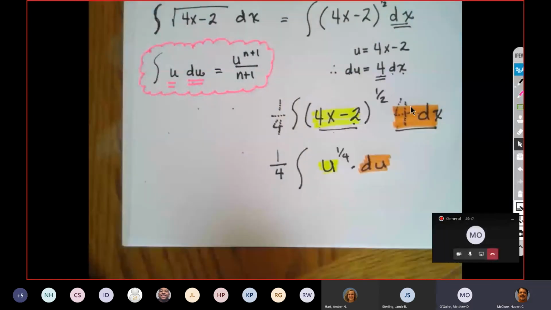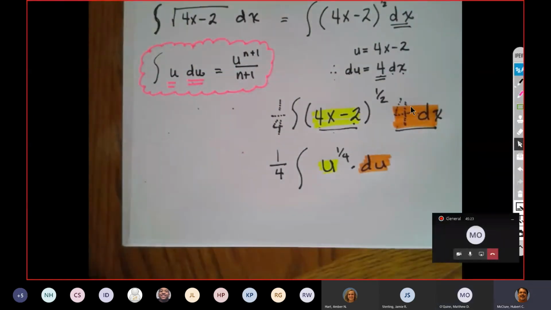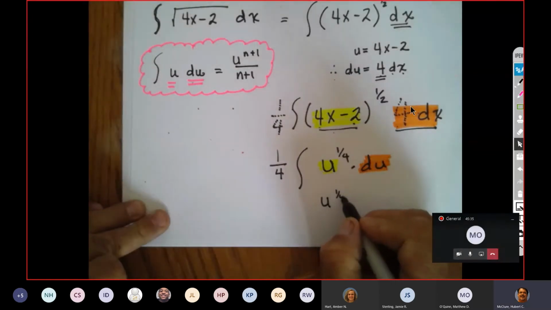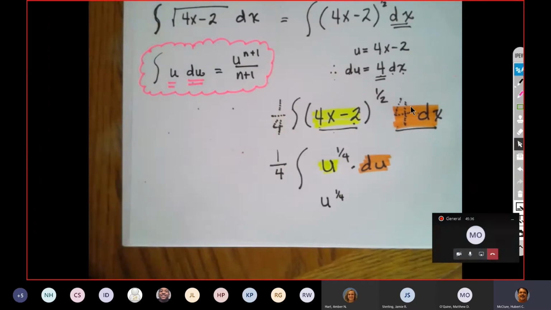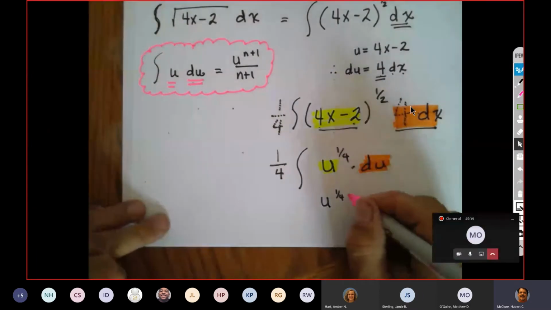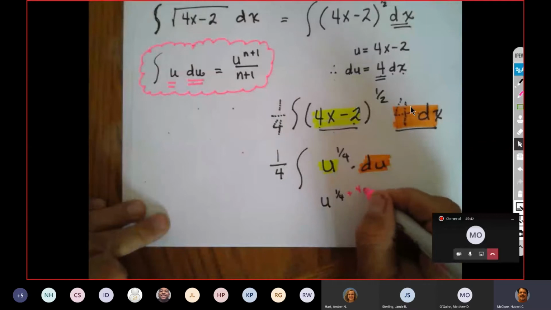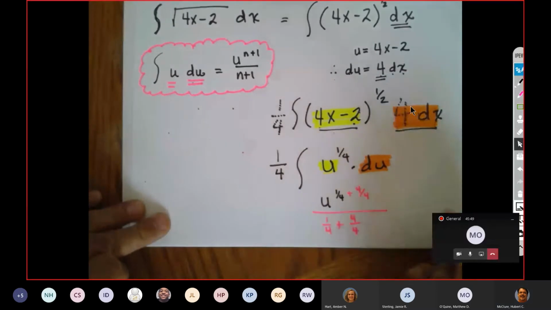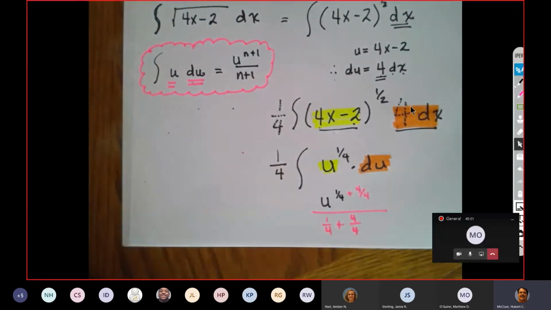Okay, so my answer, now I haven't done any calculus yet. So now I'm getting ready to do the calculus. So that's going to be u to the 1/4 plus, let me do the pink. Okay, now this is where half of y'all are going to not know what I'm doing. Over 1/4 plus 4/4. And that's multiplied out front by that 1/4.